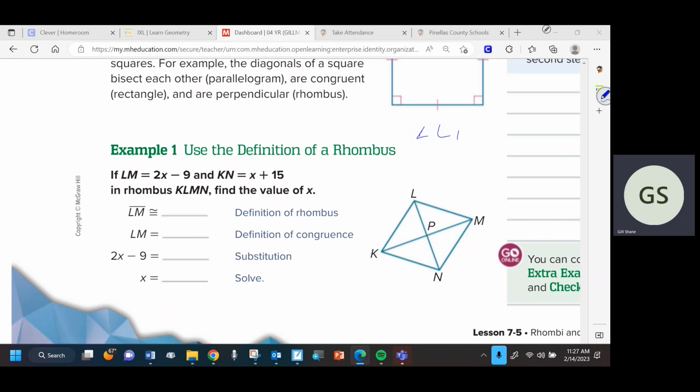angle LMN is, I don't know, 50. So that's that angle. I might then say angle KNP. Wait, can I do that? Yeah. Is 4x plus 9. And I'm going to say solve for x.